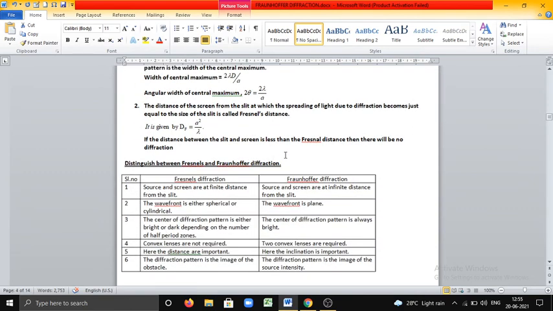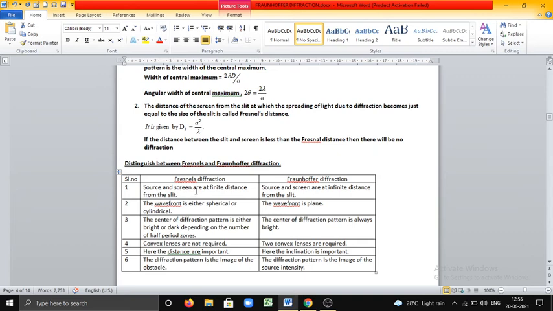Sometimes they will ask to distinguish between Fresnel and Fraunhofer diffraction. You should know certain differences between Fresnel and Fraunhofer diffraction. Already we have discussed Fresnel diffraction in the first chapter. Now we have discussed Fraunhofer diffraction. Now you can distinguish them. In case of Fresnel diffraction, source and screen are at finite distance, whereas in case of Fraunhofer they are at infinite distance from the slit.